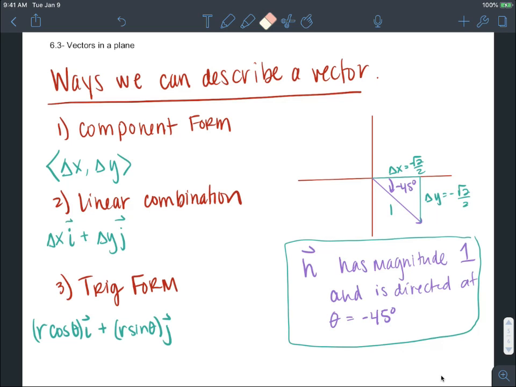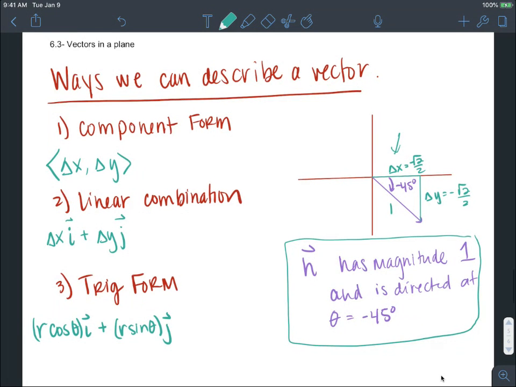We have our magnitude is equal to 1, and since it's a negative 45-degree triangle, we know the change in x is root 2 over 2, and the change in y is negative root 2 over 2. So here are the three different ways to write this same vector.